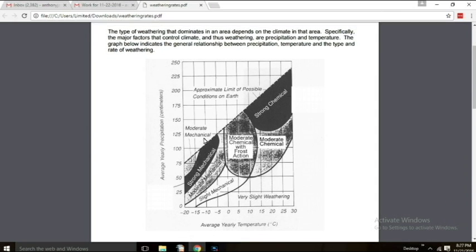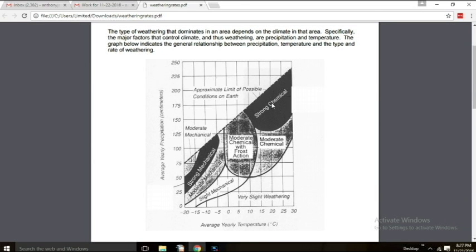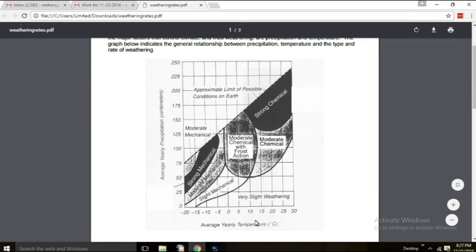So if you take a look here, you can see this chart. You've got the amount of precipitation, the amount of rain that goes by, here. You've got the average yearly temperature. So let's say that the average temperature is 20 degrees Celsius. That's relatively warm. As we move up this line for 20 degrees C, you can see if you've got a lot of rain, like 175 centimeters a year, you're strongly chemical. That's mainly the kind of reaction that's going to happen. But if you're at that same 20 degrees Celsius average temperature and you only get 100 centimeters of rain, you're at moderately chemical. So as you can tell, the colder it is, it becomes more mechanical. The warmer it is, the more chemical the breakdown.